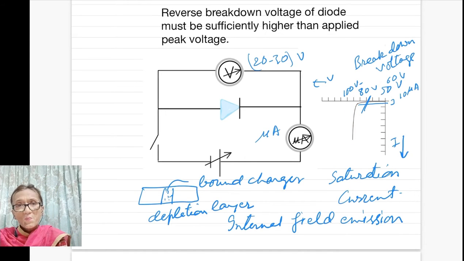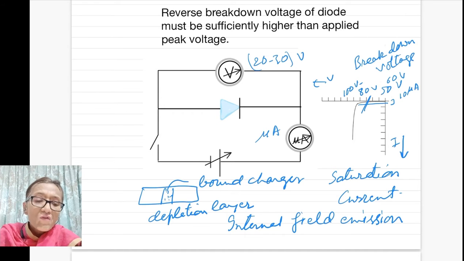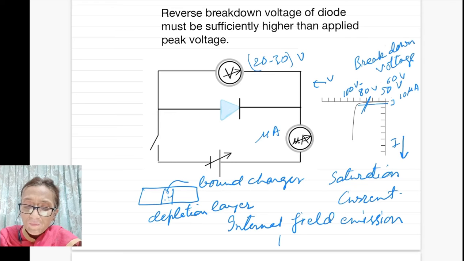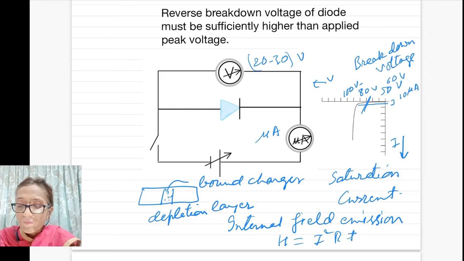And you know Joule's law of heating. What is Joule's law of heating? Heat energy is equal to I squared R T. When I increases to a very large magnitude, heat will also increase to such a large order, and due to that heat your diode will be burnt.